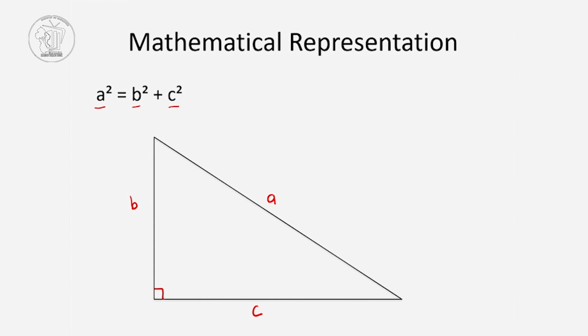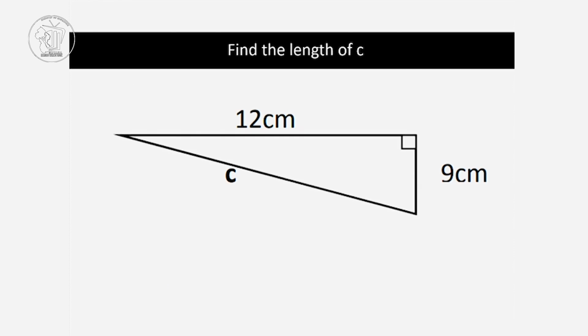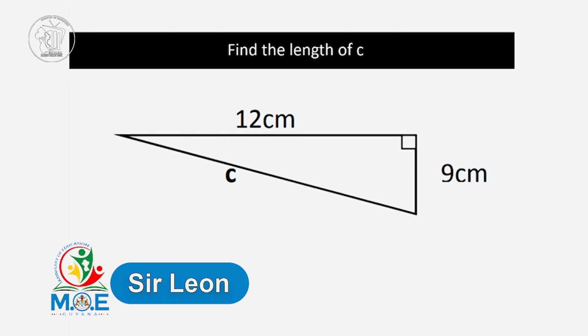So let's head into an example. In this example, we are given two sides. We are given 12 and 9, and we are asked to find C. In this case, we use the Pythagoras theorem. We have two sides and we have to find the last side. So you must be given two sides and you want to find the missing side. It doesn't matter which two sides you're given, as long as you're given two sides in a right angle triangle and you're asked to find the third side, you use the Pythagoras theorem.